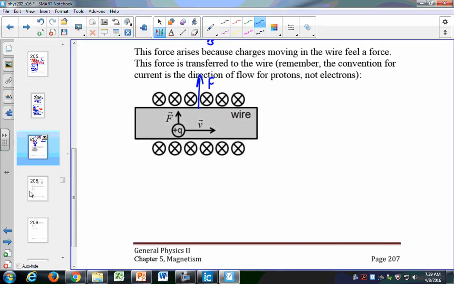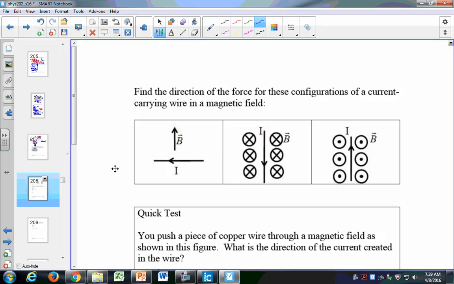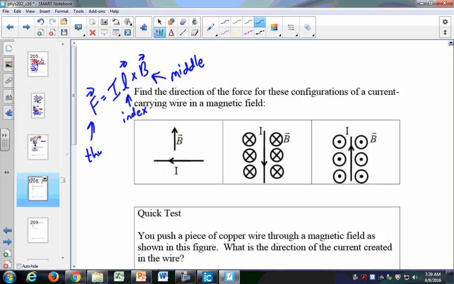Right-hand rule works the same way for these. You can just try these. Remember our equation is F equals ILB, or IL cross B. I let my index finger go in this direction, my middle finger go in this direction, and then my thumb gives the direction of the force. So just try these three rather.